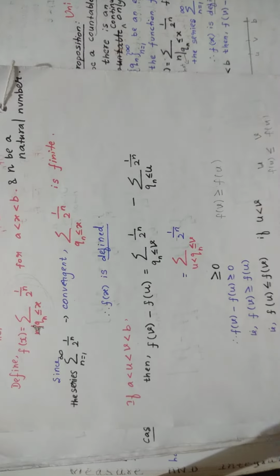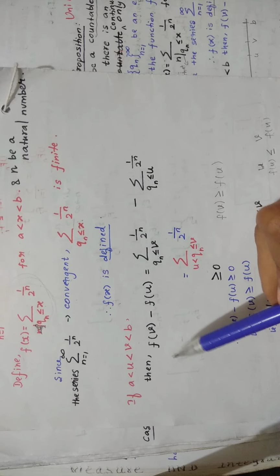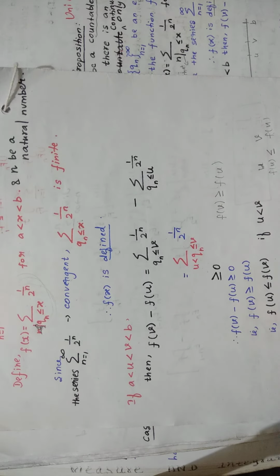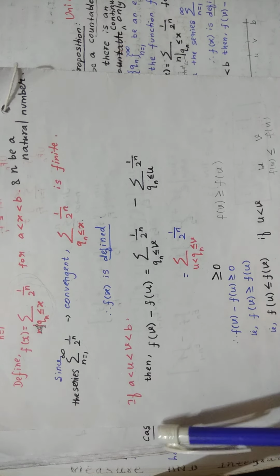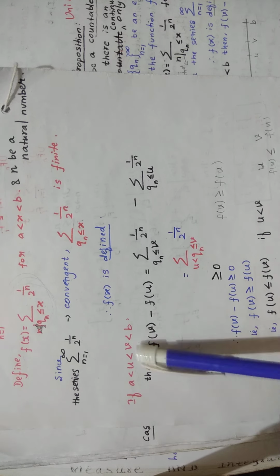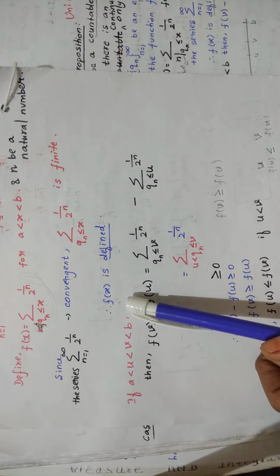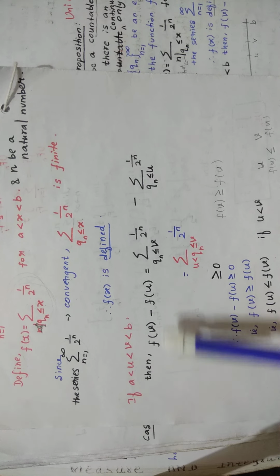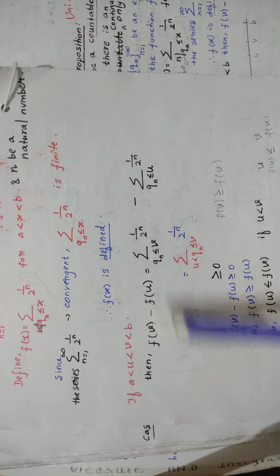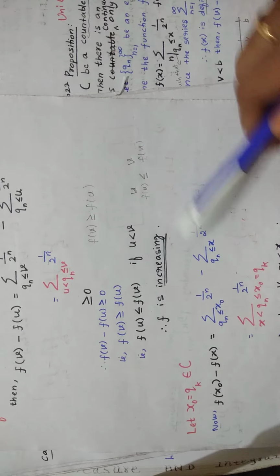Here you may commit a mistake. You may write f of u minus f of v is equal to, like that. So you should not commit that mistake. What is that? f of v minus f of u. Here you have to write that u and v lie between a and b. Then you find f of v minus f of u. Don't write mistakenly f of u minus f of v, as confusion may arise. So you proved f is increasing.